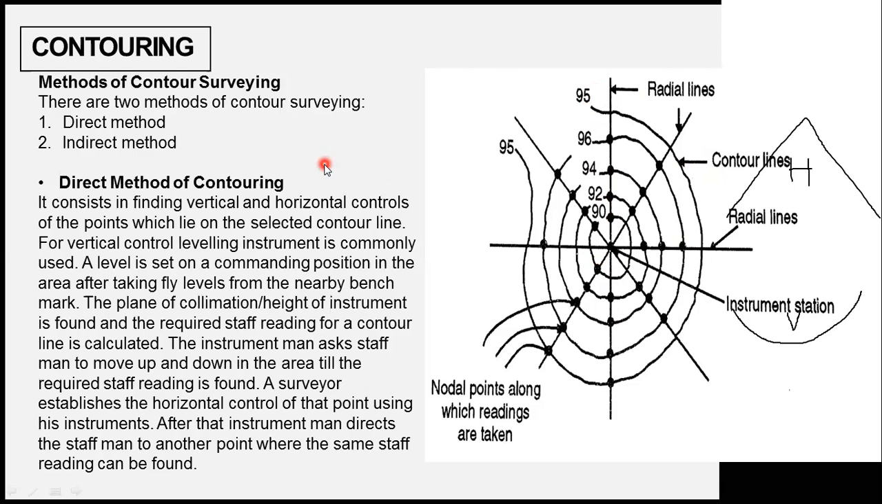There are two methods for contour surveying. One is the direct method and the second one is the indirect method. Now you can see the nodal points. What are the nodal points? Nodal points are the points of intersection of your radial lines with contour lines. Each nodal point has a certain elevation, such as here the outer elevation is 95, then 96, 94, 92, 90. So you can have this as a valley portion.